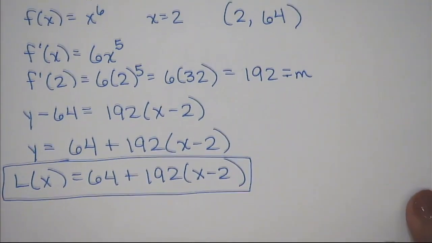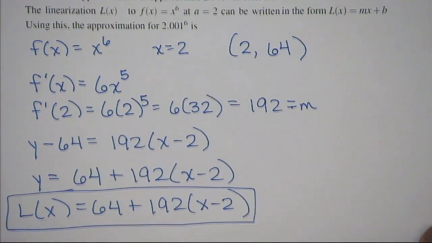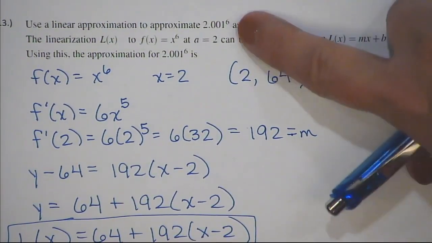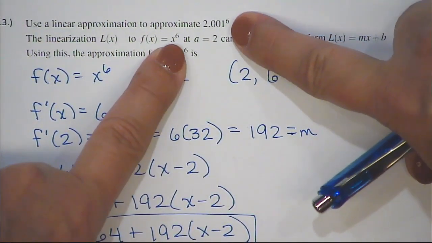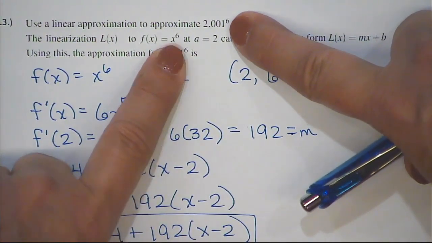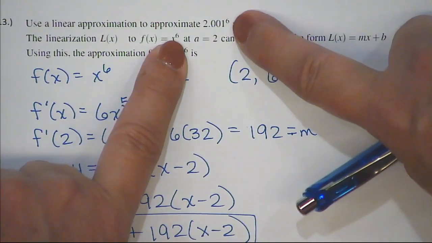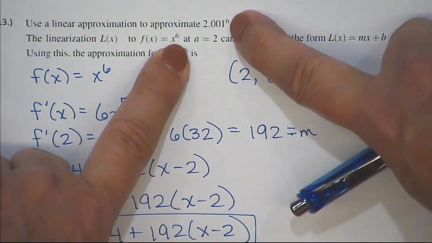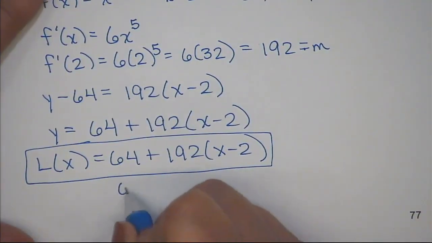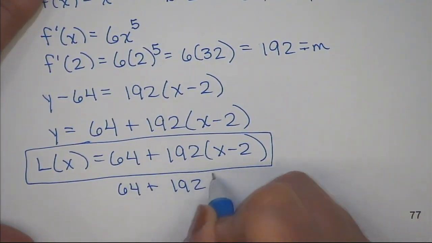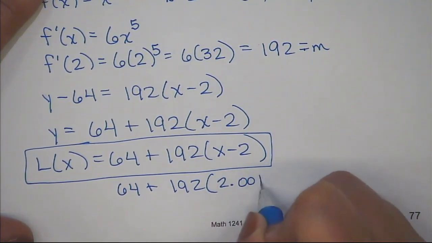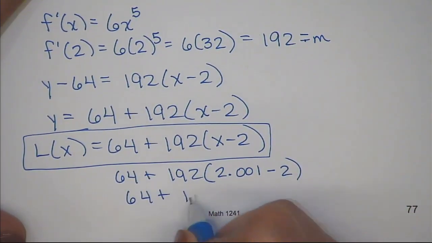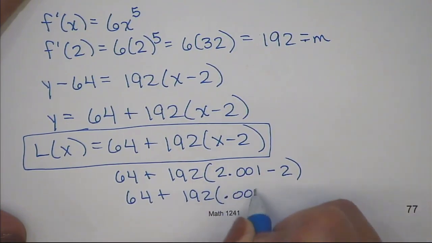All right, now, what do I need to plug in for x to find 2.001 to the 6th power? So am I actually going to use 2.001? This one I am, right? Because x to the 6th has to equal this. So in order for it to equal that, x has to be 2.001. So I'm going to be subbing in 2.001 into here. So I have 64 plus 192 times 0.001.